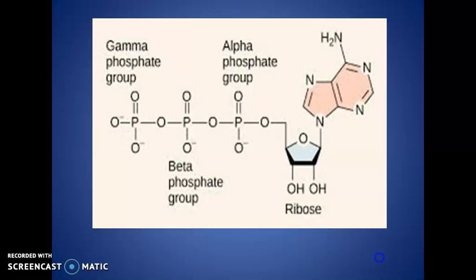This is the structure of ATP. It possesses an alpha phosphate group, a beta phosphate group and a gamma phosphate group, which are attached to a sugar molecule, a pentose sugar known as ribose.